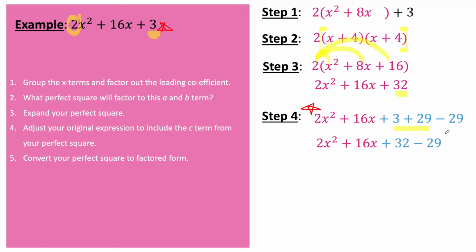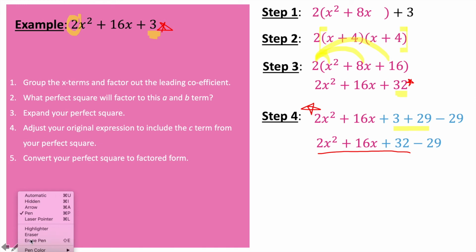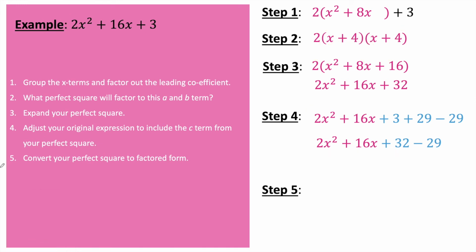Step 5 asks us to convert our perfect square to factored form. If we look here, we've got our perfect square in standard form, just like we did here in step 3. So I can go ahead and convert that part of the expression into factored form.